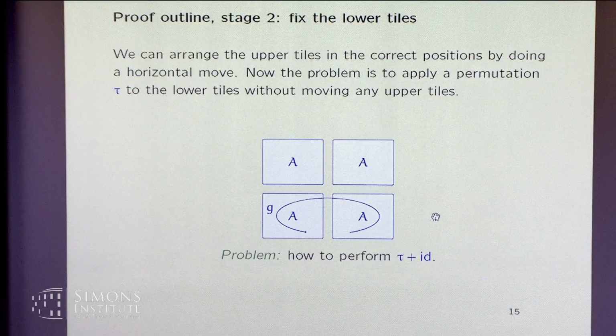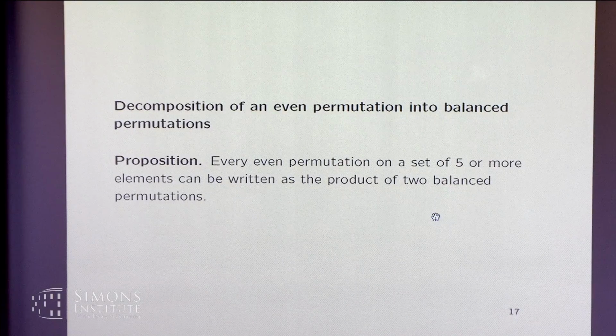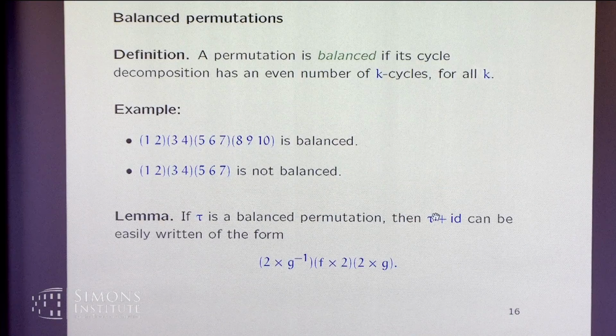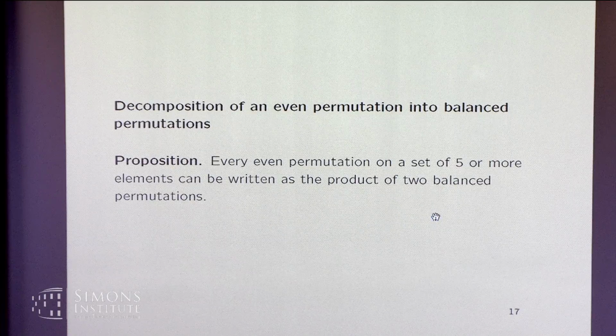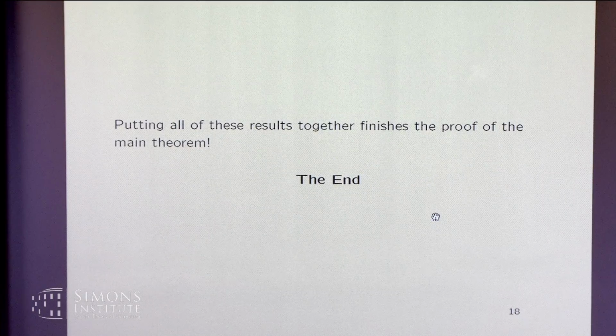So, and then the lemma that makes the rest of it work is: every even permutation on a set of 5 or more things can be written as a product of 2 balanced permutations, okay? So again, this is sort of combinatorics. You just do it by case distinction, and with that, we have actually finished the proof, right? So this is the end of the main theorem.